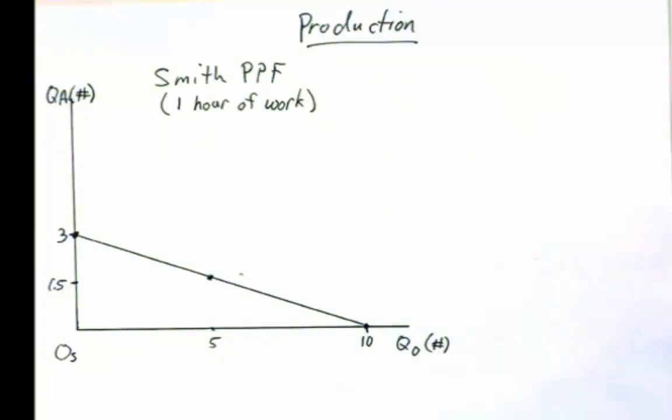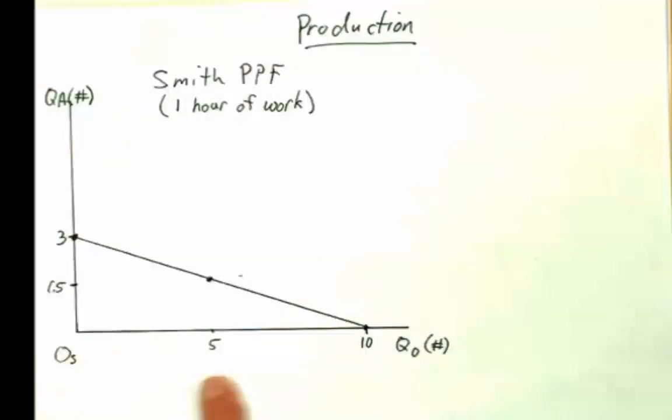But if he devotes all of his 1 hour to collecting apples, he's only going to be able to collect 3 apples. Now, I recognize these are ridiculous numbers, because I know I could collect in an orange grove more than 10 oranges in an hour, and certainly more than 3 apples. The number values don't matter. What matters is just that we have a number to work with and refer to. So the numbers are easy, and we're making it that way.